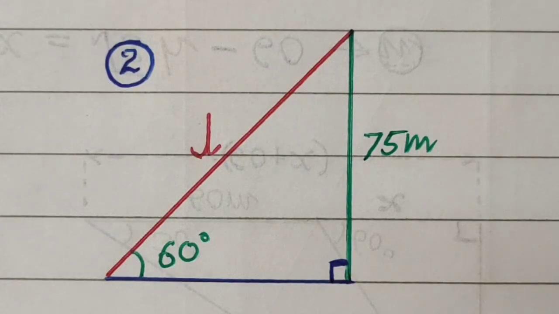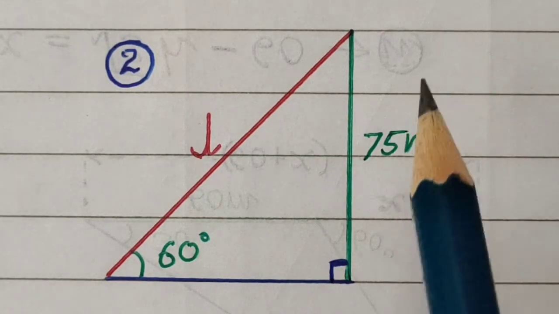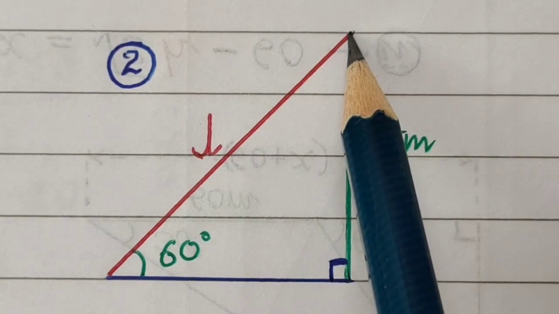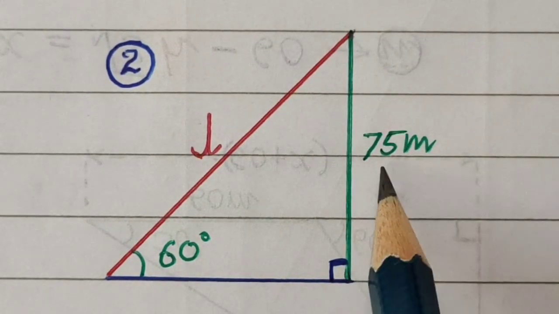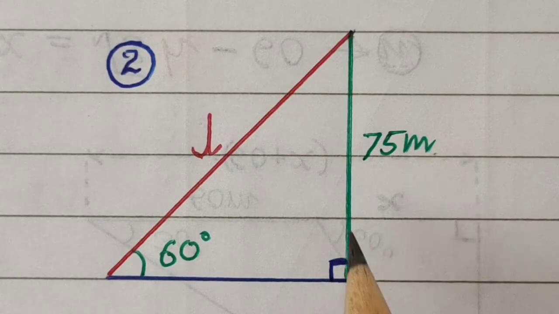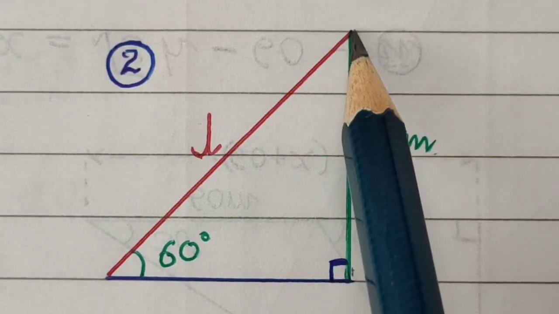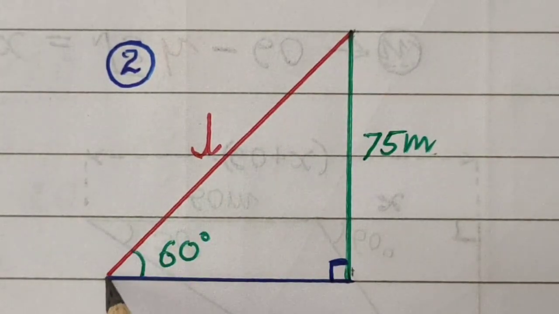A kite is flying at a height of 75 meters from the level ground, attached to a string inclined at 60 degrees to the horizontal. Find the length of the string to the nearest meter. The kite is flying here at a height of 75 meters from the ground. The string connected to this kite is this.